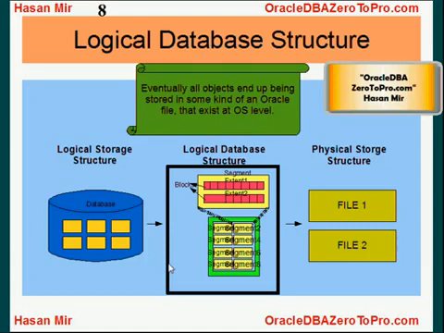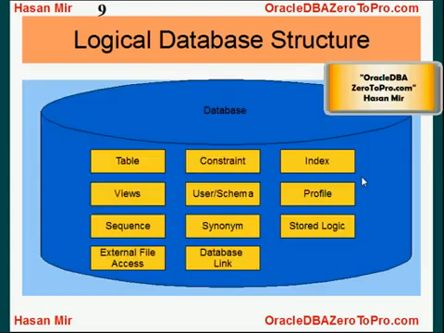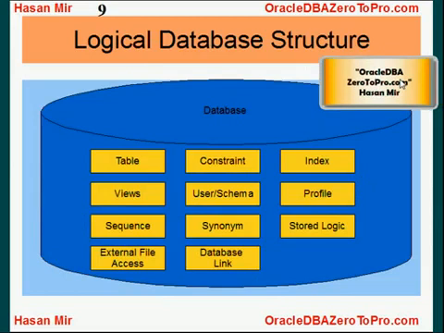Now we'll talk about all these things in detail later on in coming tutorials. In logical database structure, we will be studying these objects in detail. So database structure includes these objects: table, constraint, index, view, user and schema, profile, sequence, synonym, stored logic, external file access, and database link. We'll be talking about all these in detail in coming tutorials.